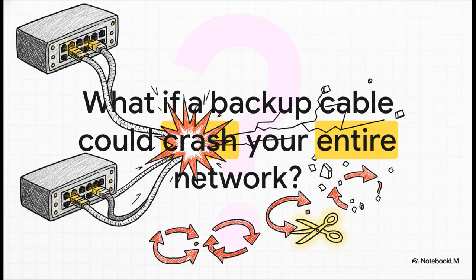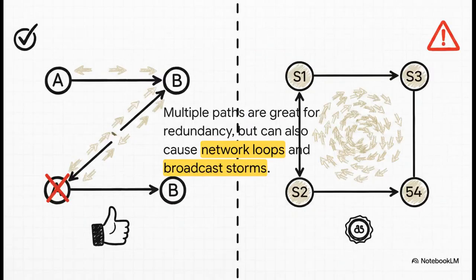Okay, think about this for a second. What if adding a backup cable, the very thing you plug in for safety, could actually trigger a total network meltdown? It sounds completely wrong, doesn't it? But this is a real fundamental problem in local networks, what we call Layer 2, and understanding the fix is absolutely critical.